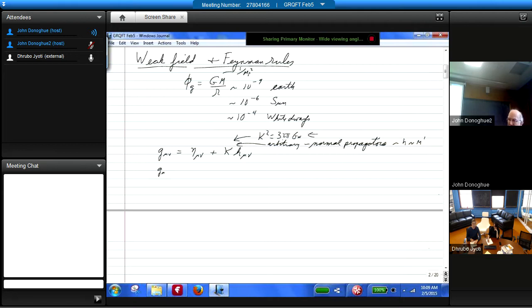Since we have g^{μν} g_{νσ} = δ^μ_σ, that implies that g with upper indices is η^{μν}, the same thing as the lower ones, minus κ h^{μν}, and then there's a second-order term, κ² h^{μλ} h_λ^ν.